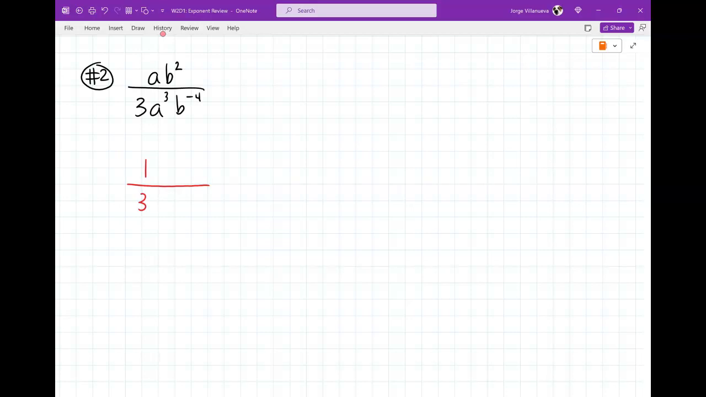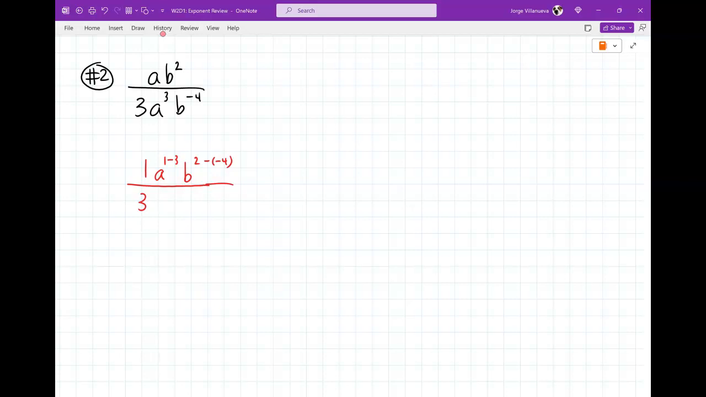Then I'm going to deal with my a terms. Okay, I have an a to the first divided by a to the third. So if I may, I'm going to actually write it out as a subtraction, 1 minus 3. Okay? And then I have a b to the second divided by b to the negative 4. So that's going to be b to the 2 minus negative 4. Again, I'm showing steps here. A lot of times people don't want to, and that's okay.